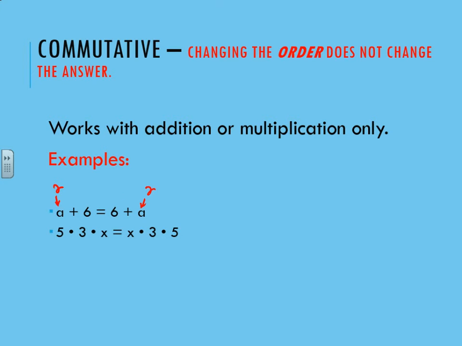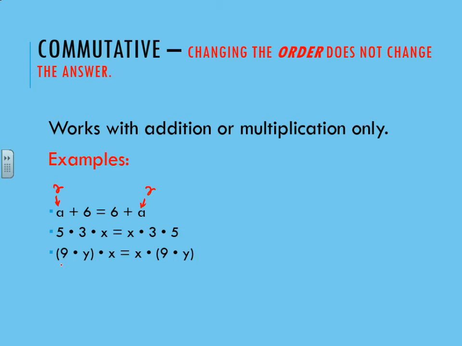Here is an example with multiplication. We went from 5 times 3 times x to x times 3 times 5. We've changed the order of the multiplication, but we're still going to get 15x equals 15x. You could even change it to 3 times x times 5 or 5 times x times 3. Any way that you change the order, you're still getting the same value on both sides. They're equal. So the commutative property allows us to rearrange expressions when we're solving to help us further simplify in our process.